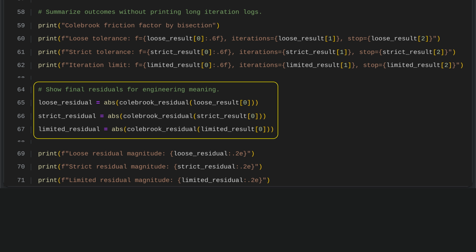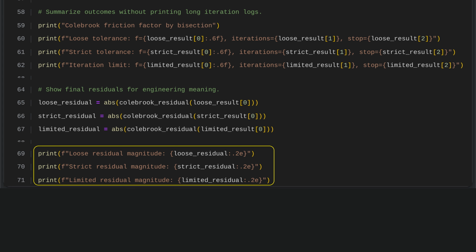To judge the engineering significance of the results, we compare the final Colebrook residuals for each tolerance setting. We take the absolute residual for the loose tolerance, the strict tolerance, and the limited iteration case. These values show how closely each computed friction factor satisfies the governing equation.